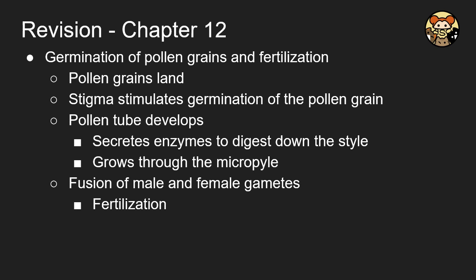And for the germination of the pollen grains and fertilization, once the pollen grain lands, the stigma will stimulate the germination of the pollen grains. That means that a tube will be developed and then grow through the micropyle, and then finally it will lead to the fusion of the male and also female gametes, and that is fertilization.